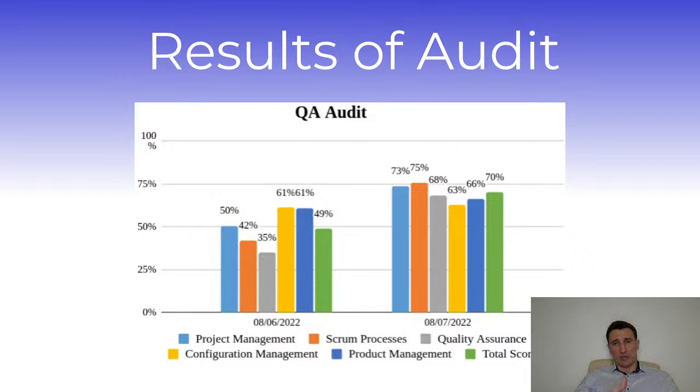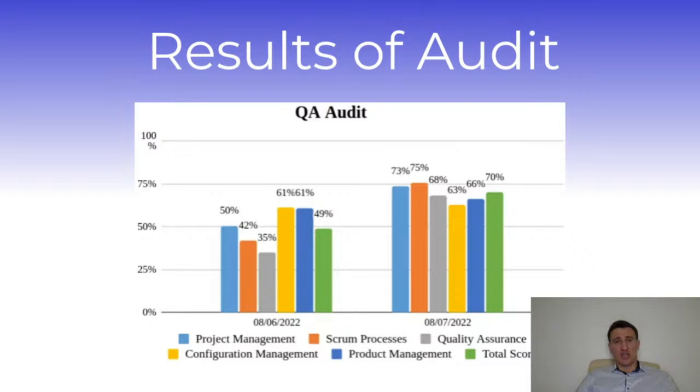So we see these bars: project managers grew from 50 to 73. Scrum process was updated from 42 to 75. Quality assurance from 35 to 68. Configuration, the smallest, because it was 61 and went up to 63, and product management from 61 to 66. So in general, we have overall growth of 21%, from 49 to 70.